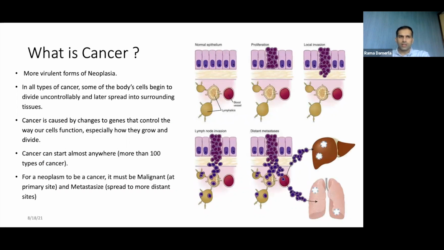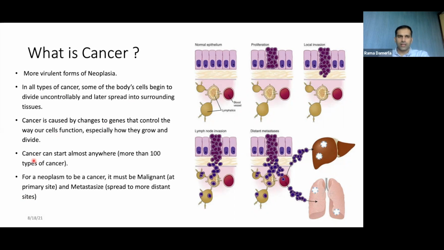So what is cancer? Cancer is a more virulent form of neoplasia. In all types of cancer, some of the body cells begin to divide uncontrollably and then spread to surrounding tissues. Cancer is caused by changes or mutations in genes that control the way our cells function, especially how they grow and divide.